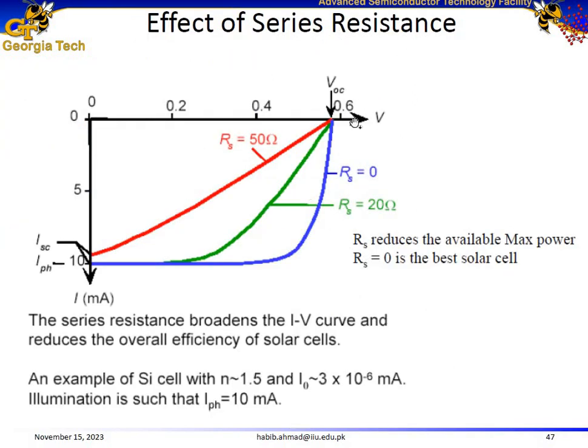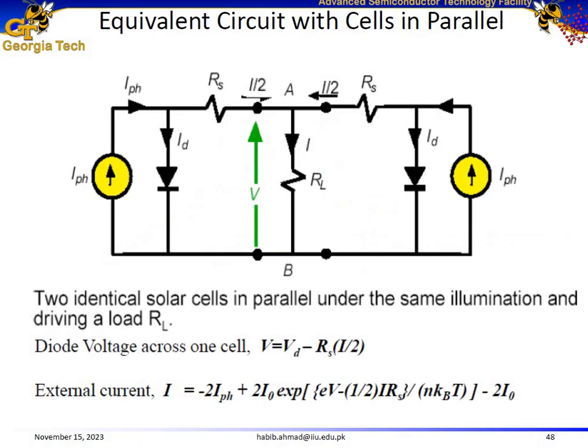What is the effect of the series resistance? As I told you, ideally we would like to have zero series resistance, resulting in this blue curve which has a decent fill factor. If the series resistance is increased to 20 ohm, then we get to this curve. Now it has a smaller fill factor, resulting in a lower efficiency of the solar cell. If we further increase it to 50 ohms, then we further reduce the fill factor, further decreasing the efficiency of the solar cell.